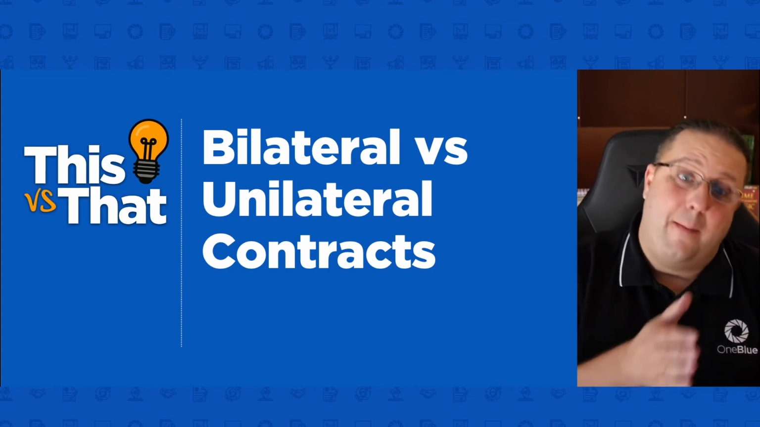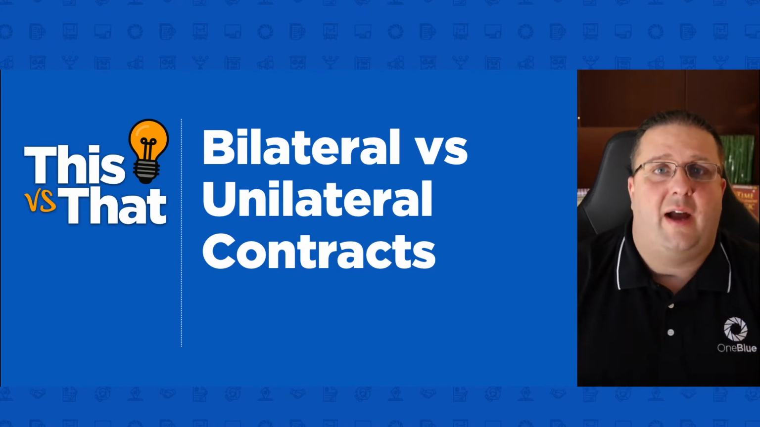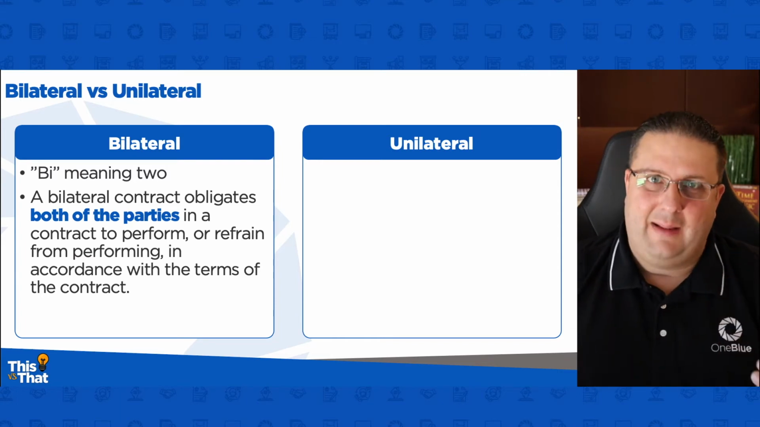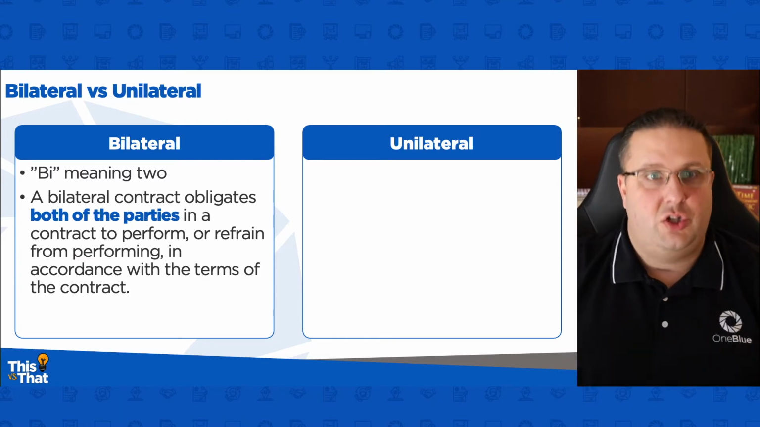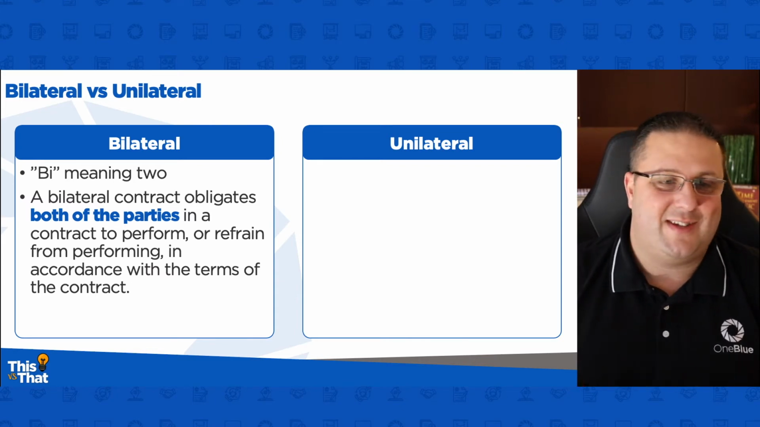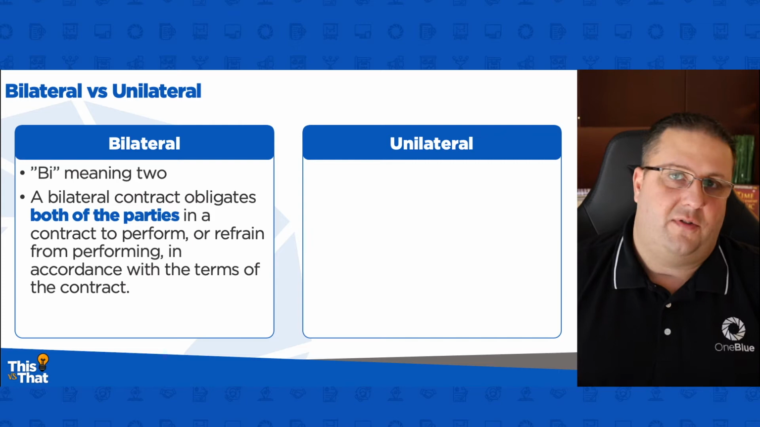Today, we're going to talk about bilateral versus unilateral contracts. What's the main difference? Something they love to ask on the state exam. So when we think about bilateral contracts, bi meaning two, a bilateral contract obligates both of the parties in a contract to perform or refrain from performing some act in accordance with the terms of the contract.